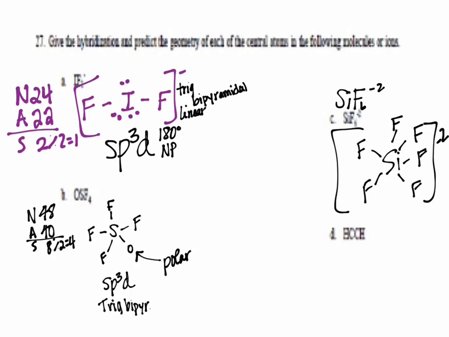So what's the hybridization? How many areas of electron density? sp3d2. And what is the shape? Octahedral. Polarity? Nonpolar.